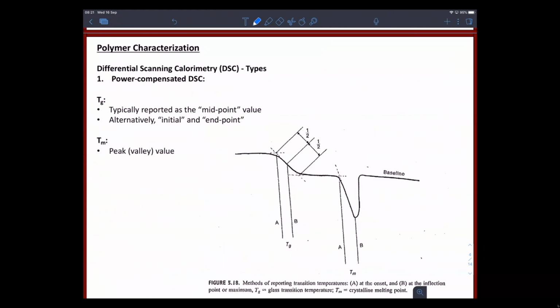So the TG is typically reported as a midpoint value. As we start to see a slope here, which is our TG, it will be B, which is reported as our TG value. And then TM is even easier, as long as the polymers exhibit crystallinity, the TM is measured from point B there. So that's how they get those values.